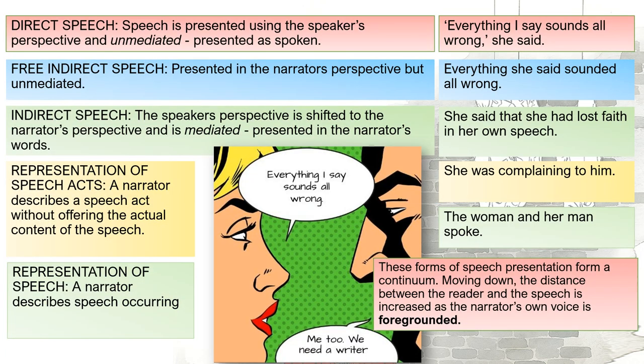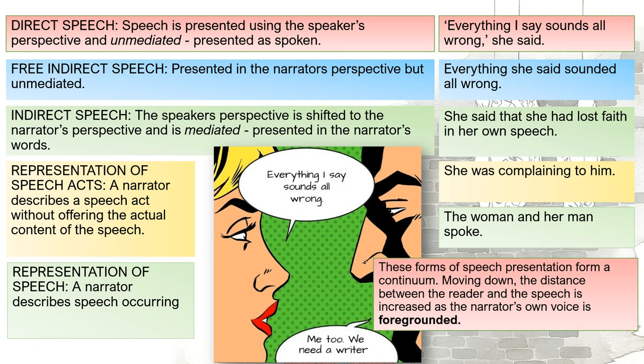So here are some examples based on the little picture that's included in there. Let's imagine in the picture, your narrator witnessed this event of speech between the woman and the man, and is later going to narrate what the woman said to the man. Well, in direct speech, it might be put in the narration as, "Everything I say sounds all wrong," she said. And that's unmediated, it's direct.